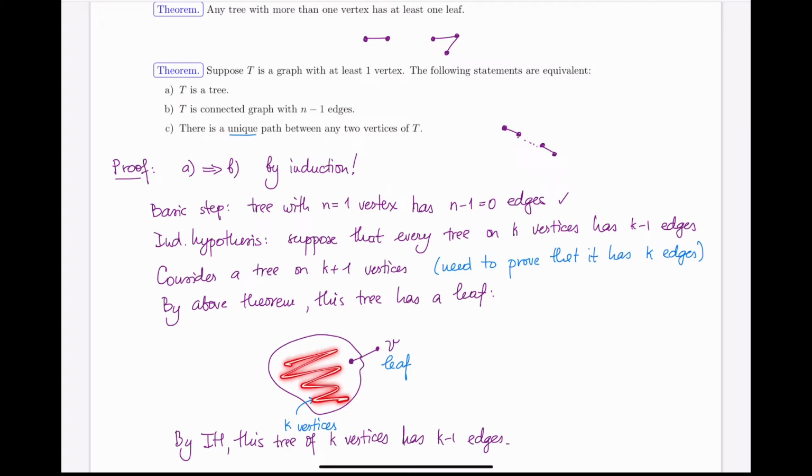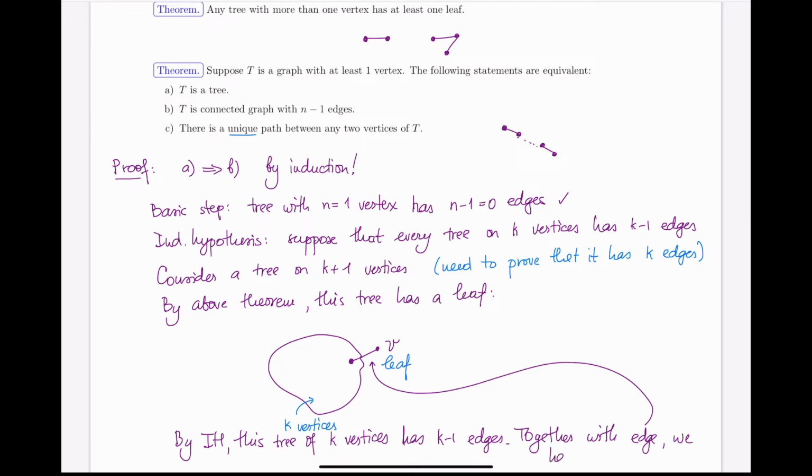So there are k minus 1 edges here, one edge here, k minus 1 plus 1 gives me the k edges that I actually need. So together with the edge connecting my leaf, we have k edges. And this is all that we needed to prove.